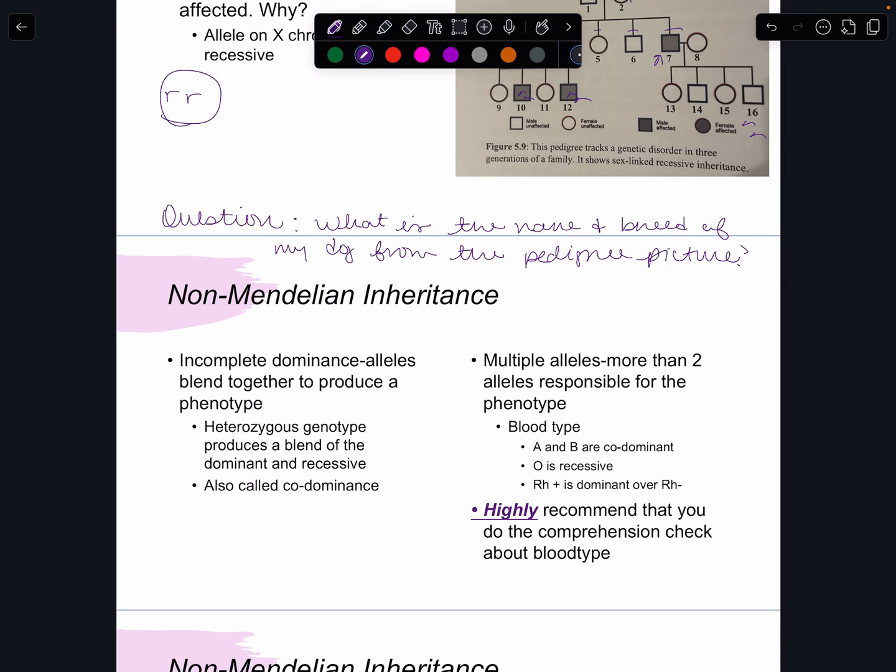But yeah, I highly recommend that you do the comprehension check about blood type and redo it if you got it wrong. Because I know for a fact your test has a question about blood type and what is expressed with percentages. So I want you to make sure you spend some extra time on that.